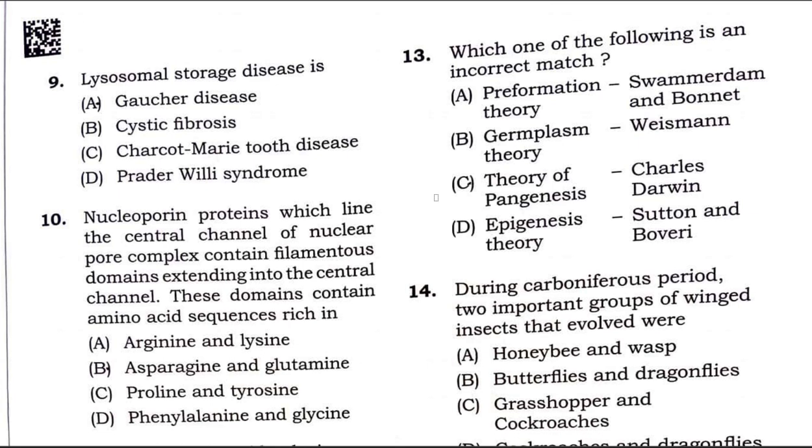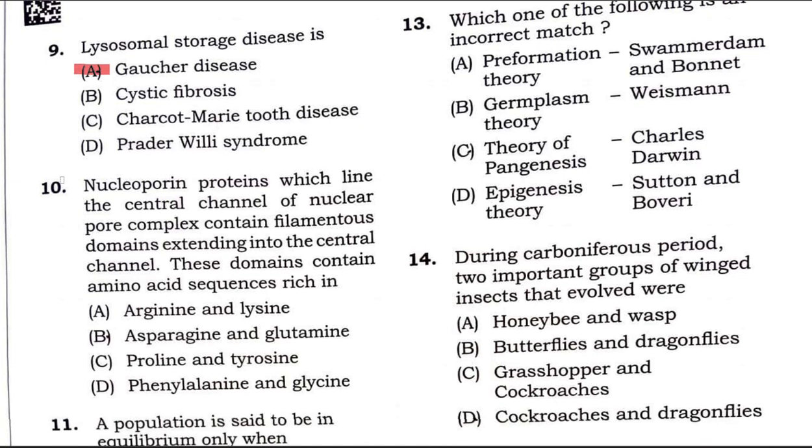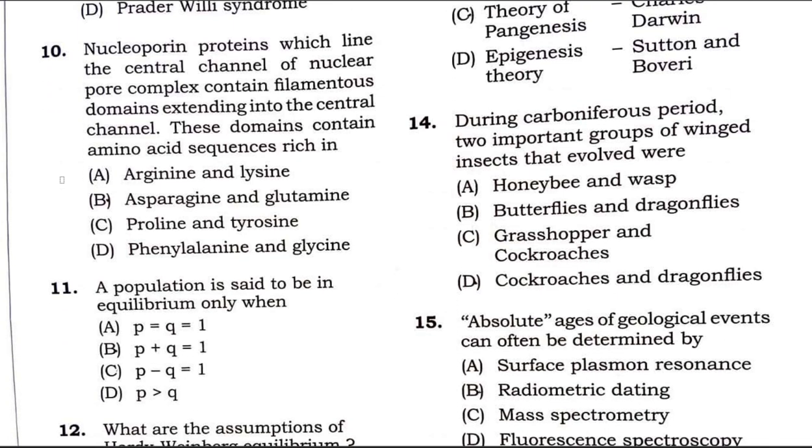Then question number 9, lysosomal storage disease. This one, Gaucher disease, is a lysosomal storage disease. Then question number 10: nucleoporin proteins which line the central channel of the nuclear pore complex contain filamentous domains extended into the central channel. These domains contain amino acid sequences rich in phenylalanine and glycine.